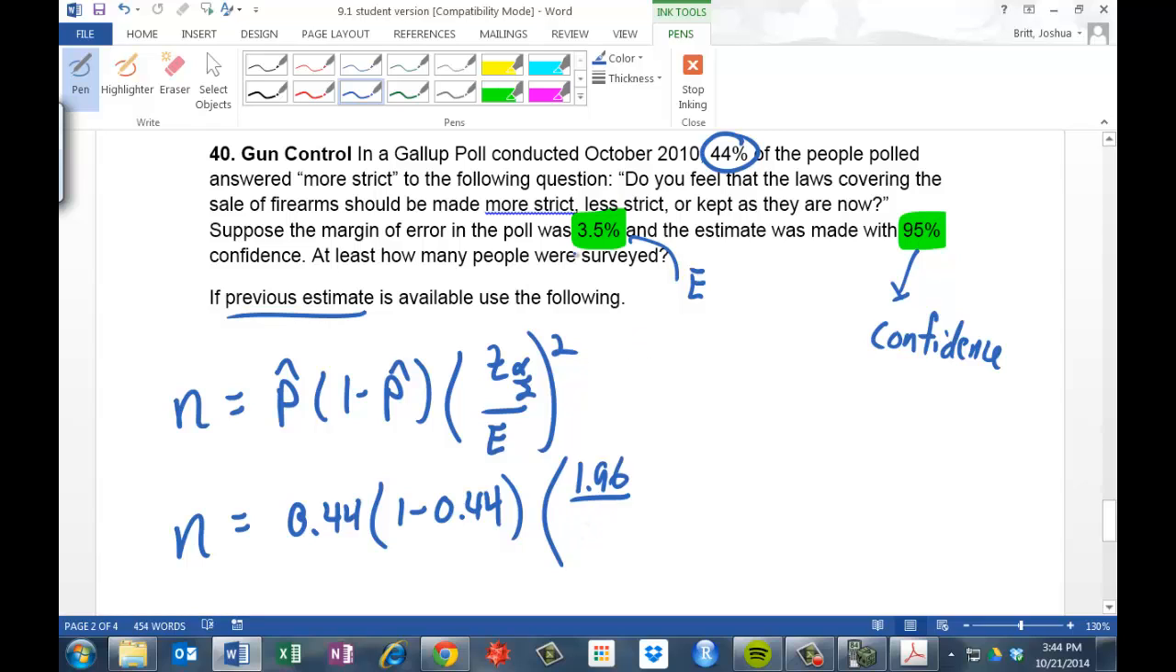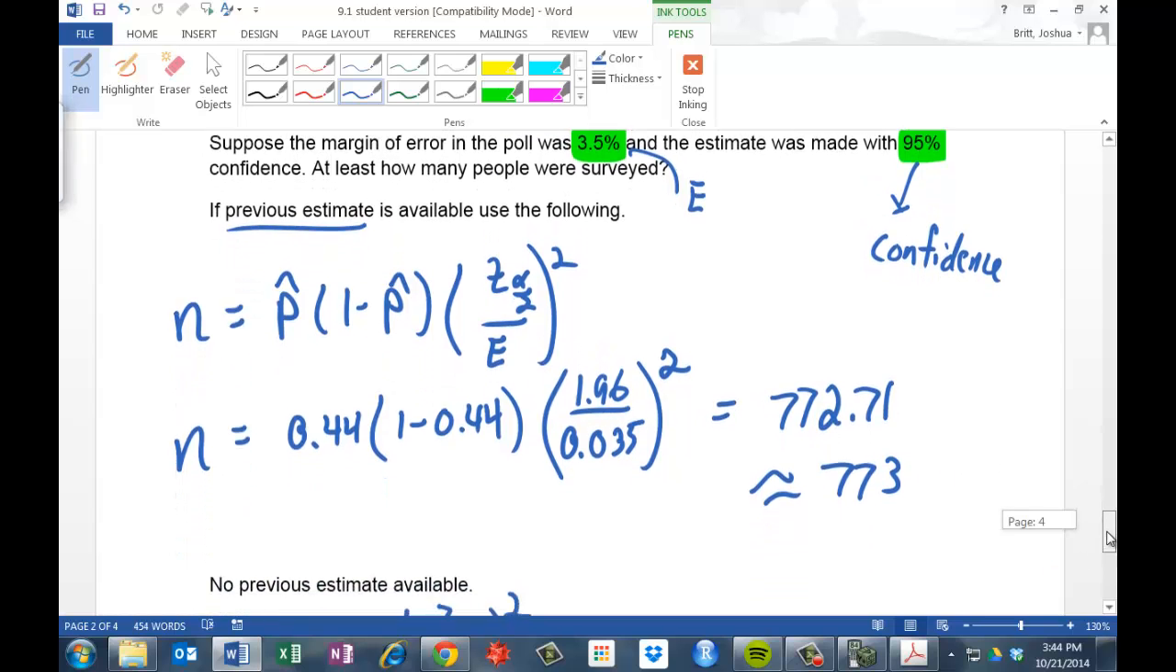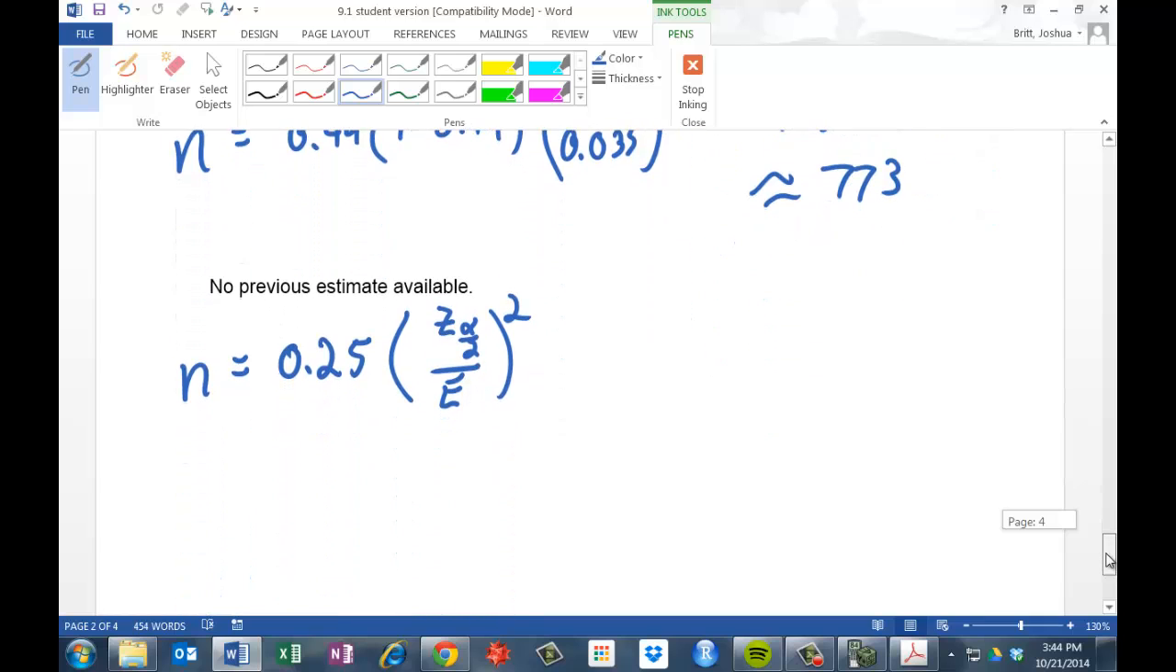Margin of error, we always want to use this, convert this to decimal. Squared, don't forget the squared. You compute this and you get 772. Now here we always want to round up. So approximately 773 individuals were in the sample.